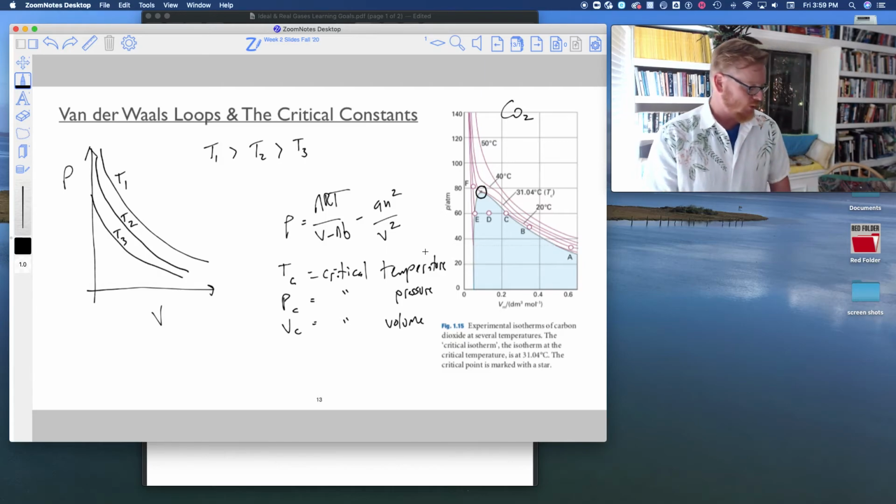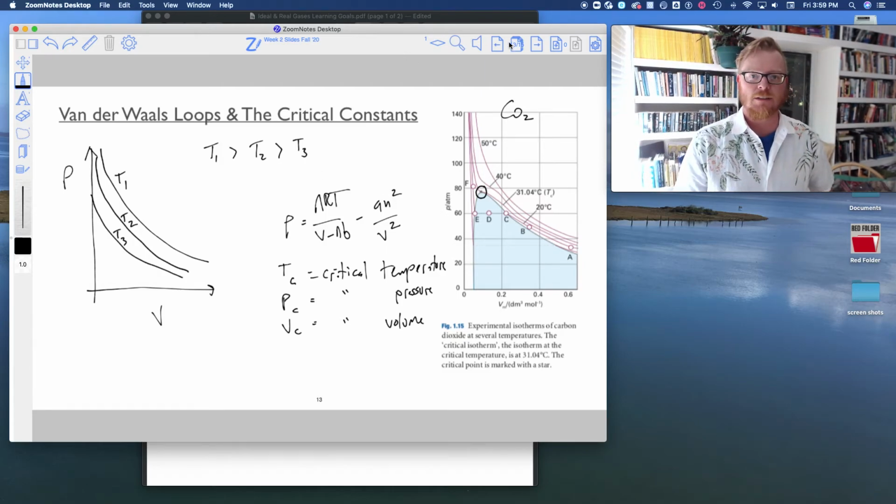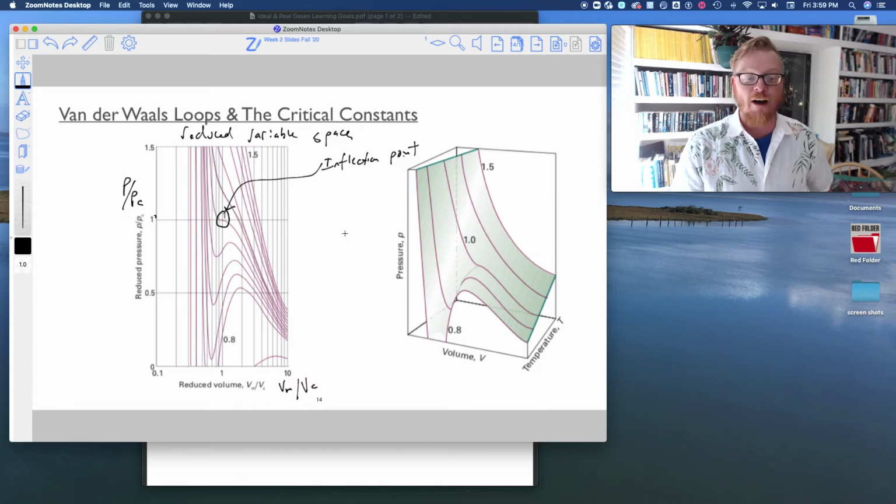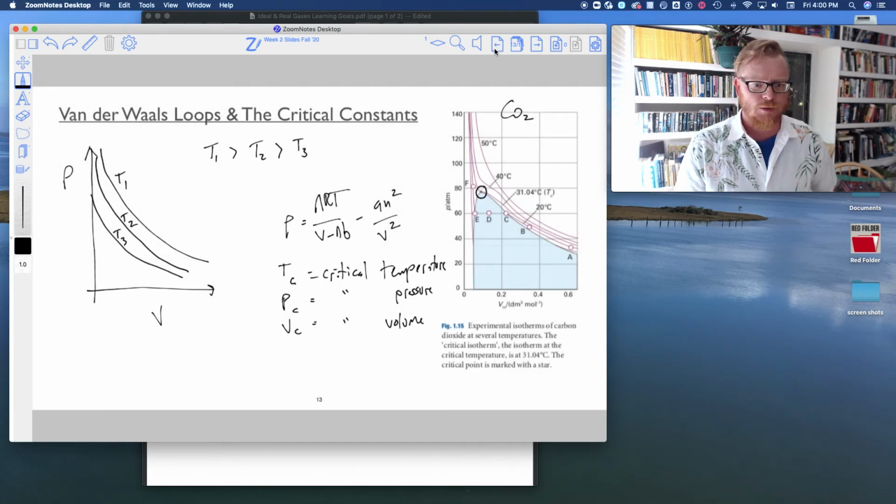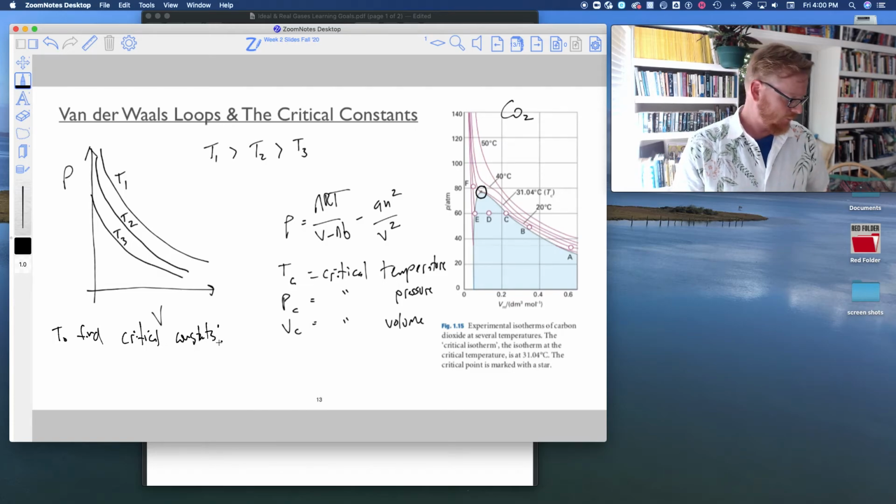Okay? So that means, how do we find what the critical values are? Okay? So we can find them. Where do I have more room to write? I think I'm going to write these down here. Okay? So to find the critical constants. Okay. P versus Vm. Remember, this is van der Waals.